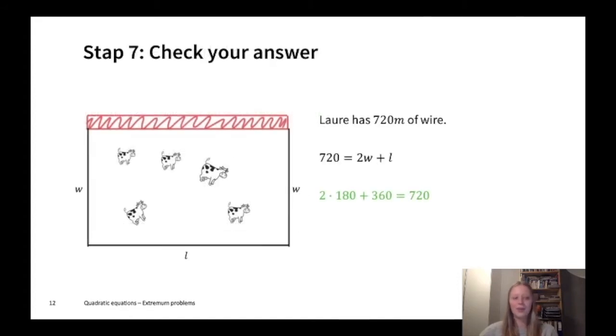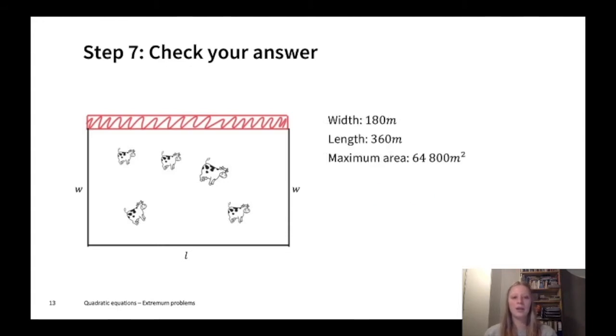So now our last step, last but definitely not least, is to check your answer. So we know that Laura has 720 meters of wire, and she needs this amount of wire to fence off the length once and the width twice. So if we fill in the values that we found, we can see that this is correct. But this is not enough. Laura asked us to find the maximum area possible. So we said this is 64,800 square meters. So that means if we change the value of the width or the length, we can never have a field that is bigger, which is larger than 64,800 square meters, because then our answer wouldn't be correct.